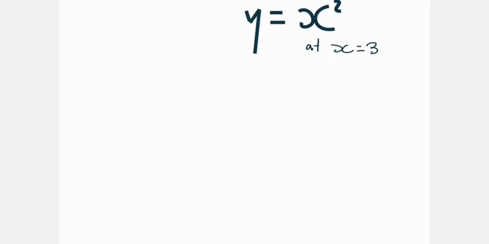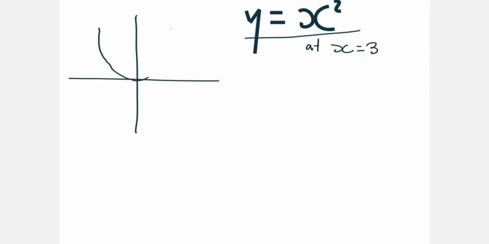Today's video is going to be on calculating the tangent line at a certain point. Okay, so our first equation here is y equals x squared. If we draw this up as a graph, we get this. X squared is a parabola, so it looks like this.